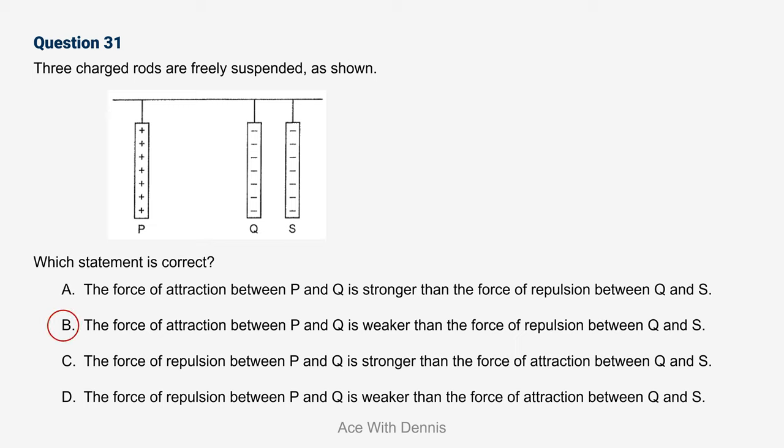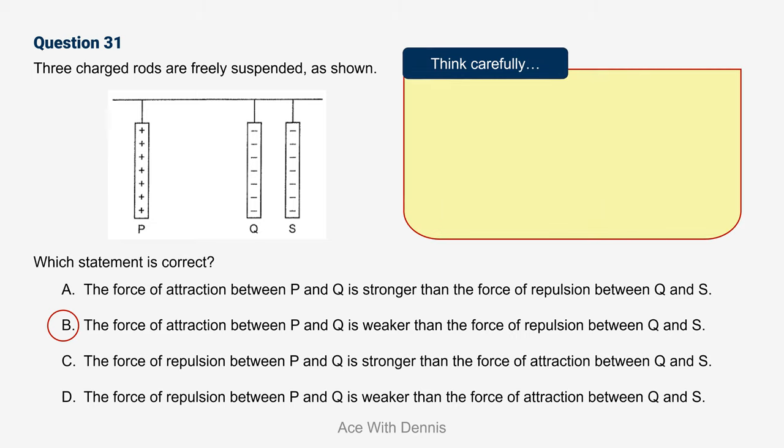The answer is B. The force of attraction between P and Q is weaker than the force of repulsion between Q and S. So this statement is correct, the rest is incorrect. Why is it so? We have to think carefully about two points. The first is whether they attract or repel. Remember that unlike charges attract and like charges repel. So for this case, P and Q will attract because they are unlike charges. P is positively charged and Q is negatively charged. Q and S will repel because both of them are negatively charged.